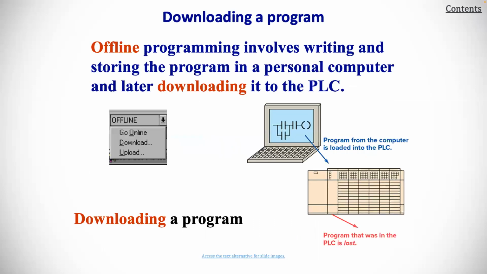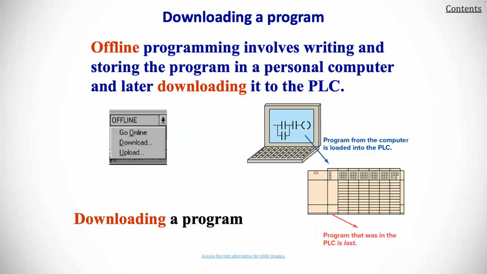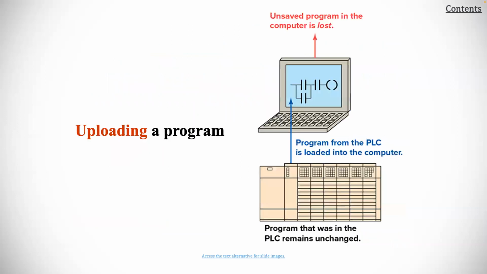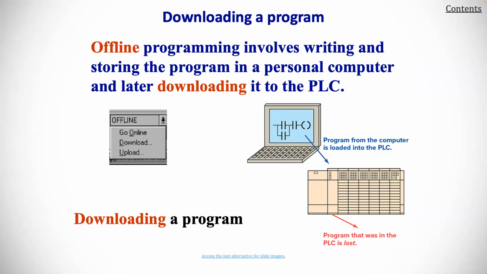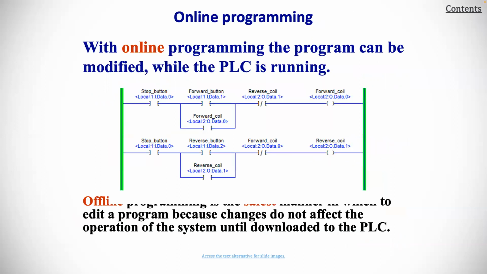Next, for programming and monitoring, offline programming involves writing and storing the program in a personal computer and then later downloading it to a PLC. This is what we're trying to illustrate here in the image. And then you want to be uploading a program, so you can have connectivity going from the PC to the PLC, and then you can have things from the PLC back to the computer to see how things are working.